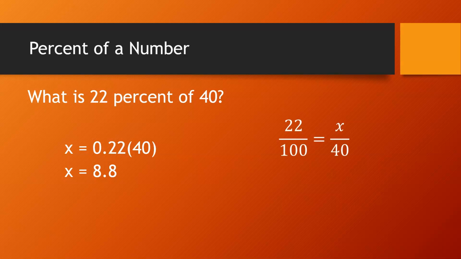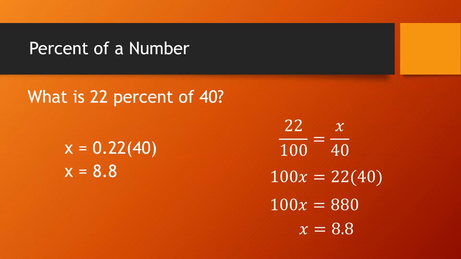The other way we can solve this is by using proportions. On the left side, you see 22 over 100. That's because we know we have 22%, and percent means out of 100. We would like to know what part of 40 that is. The what part of 40 gives us the fraction on the right side, x over 40. And once we have a proportion, we can cross multiply and solve in order to find the value for x. And once again, we get 8.8. So 8.8 is 22% of 40.